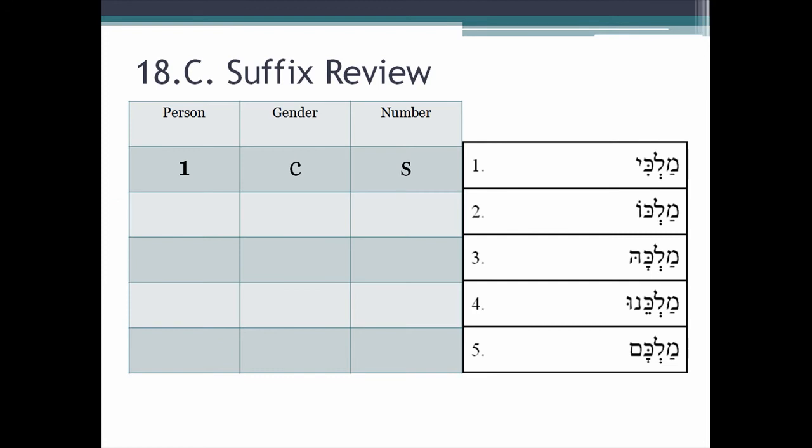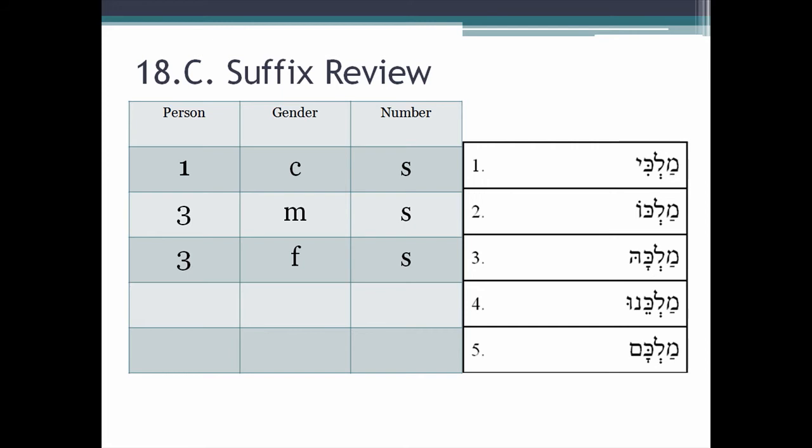Suffix review, he just wants you to give the person, gender, and number of the suffixes. So the first one he gives you, the hireq yod suffix, malki, is first common singular. Malko, the holem vav, is third masculine singular. We have malka, again the qamets and the heh with the mappiq in the heh is third feminine singular suffix.